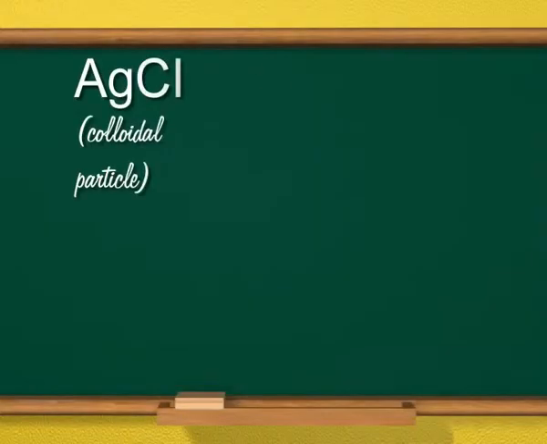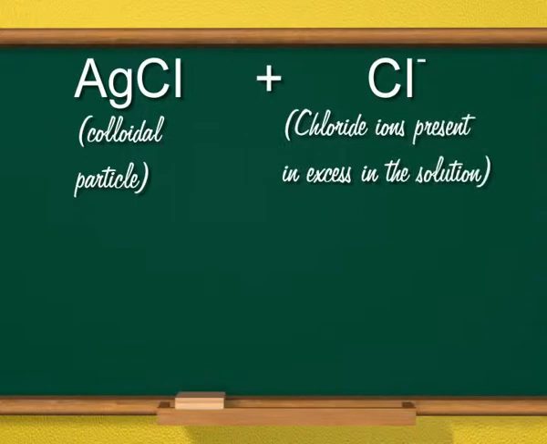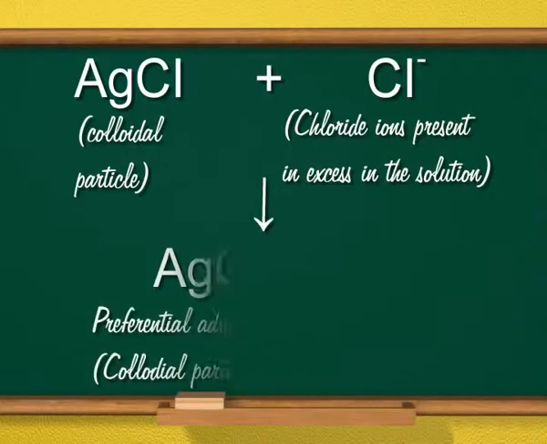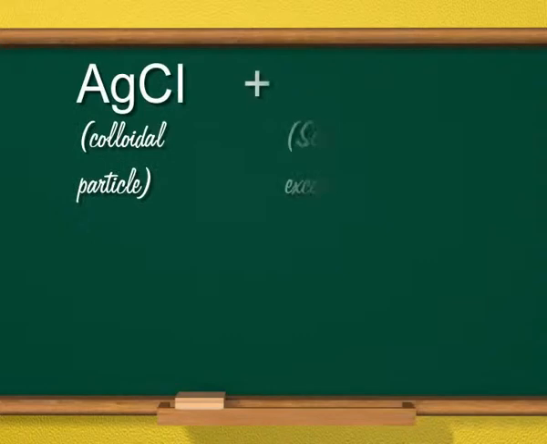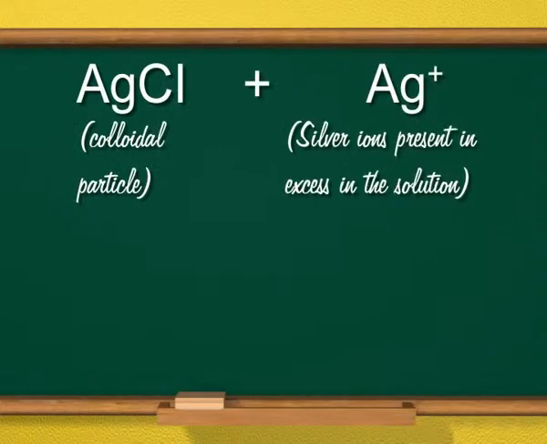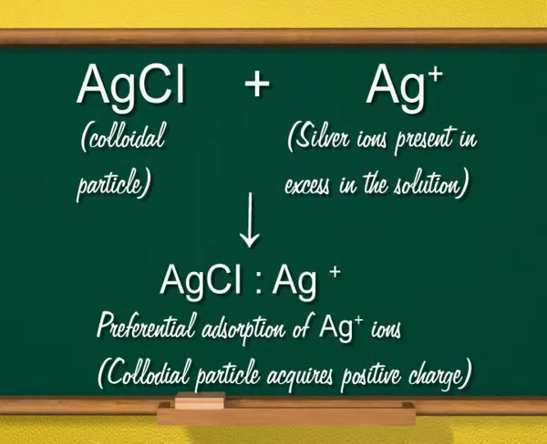Let us now discuss electrical properties of colloidal solutions. During the preparation of silver chloride sol, using excess of potassium chloride solution, the chloride ions are preferentially adsorbed and the colloidal particles acquire negative charge. However, if an excess of AgNO3 is used, silver ions get preferentially adsorbed and the colloidal particles acquire positive charge.